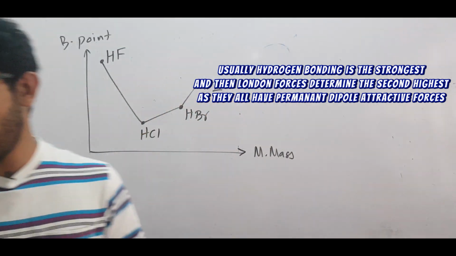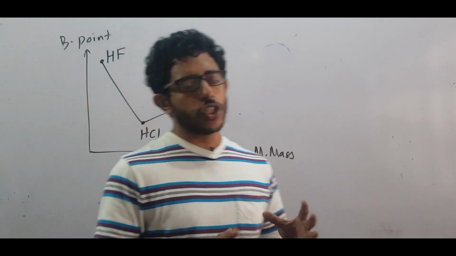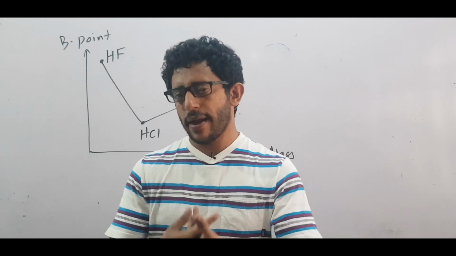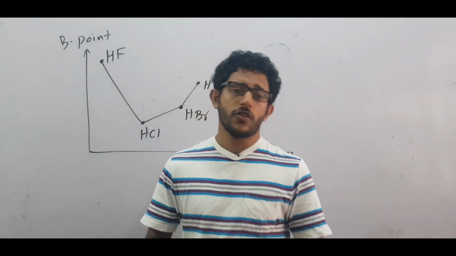So the simple idea is, if the molecule contains intermolecular hydrogen bonding, it usually has the highest boiling point, followed by the permanent dipole attractive forces, and lowest is the London forces.